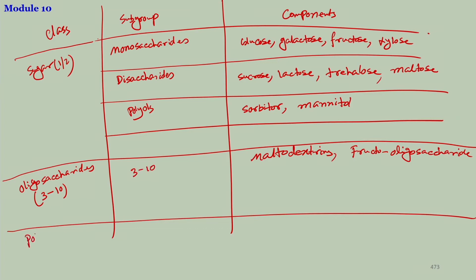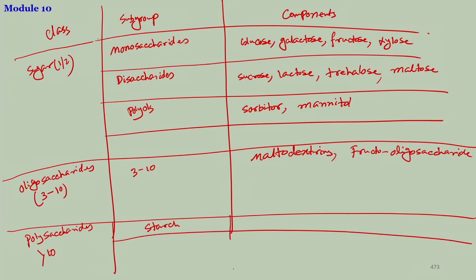Then come the polysaccharides. Polysaccharides are more than 10 units of sugars. They can be divided into two parts. One is the starch containing amylose and then amylopectin, and then non-starch.